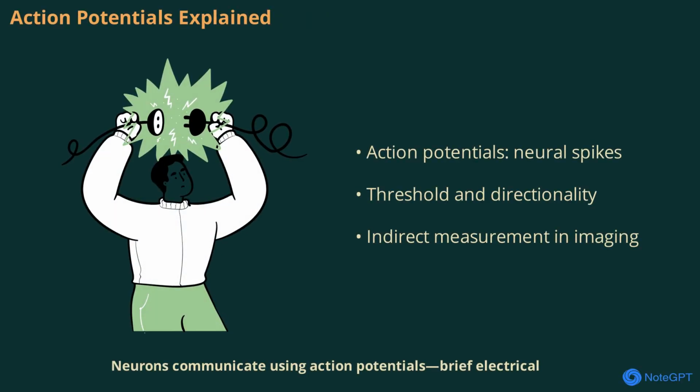Neurons communicate using action potentials, brief electrical spikes that travel along the axon. At rest, a neuron's membrane potential is about -70 mV. When a stimulus pushes this potential past -55 mV, an all-or-nothing action potential fires. This mechanism prevents random noise from triggering signals and ensures information flows in one direction. It also allows reliable communication over long distances in the nervous system.